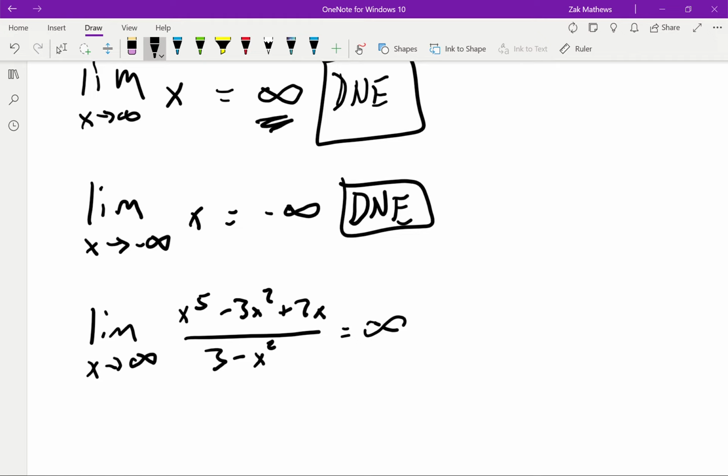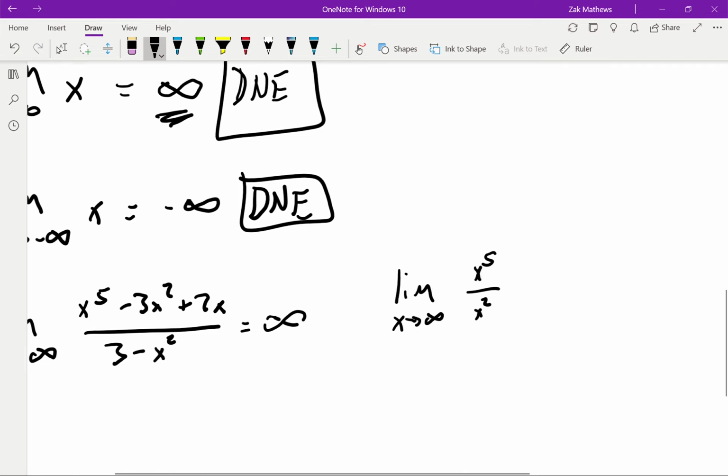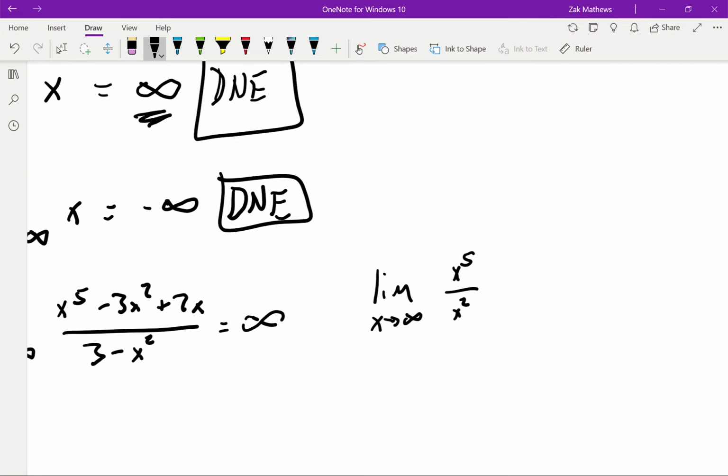And let's think about why that would be. Let's do kind of a little side example. Maybe I should have started with an easier case. Let's say we just had the limit as x goes to infinity of x to the 5th over x squared. Obviously it simplifies to x cubed, but let's understand why it doesn't matter that the denominator is also growing.